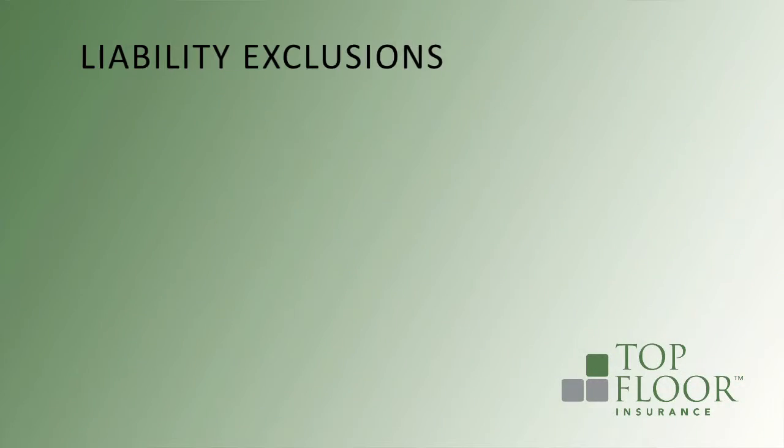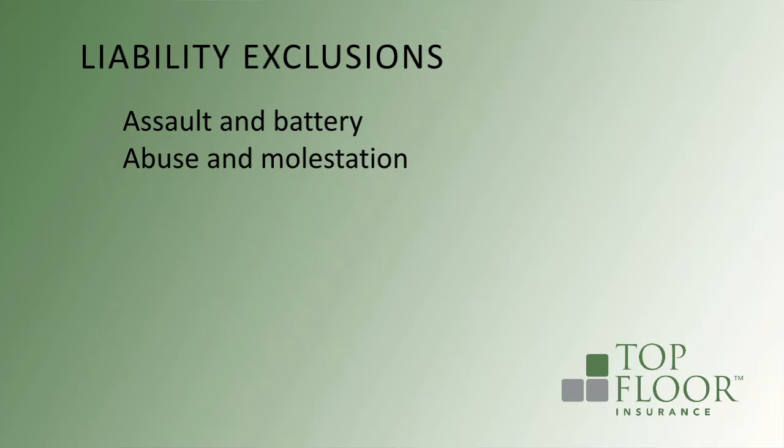So there are 3 that are the big bad boys. There's assault and battery. If that's excluded, that's not good. That's somebody getting hurt or shot on your premises or beaten up on your premises. Abuse and molestation, somebody getting molested, a child maybe. Or punitive damages. Those are the 3 exclusions you don't want on your policy. Make sure they're not there. Your general liability is probably going to be the same from one policy to another.